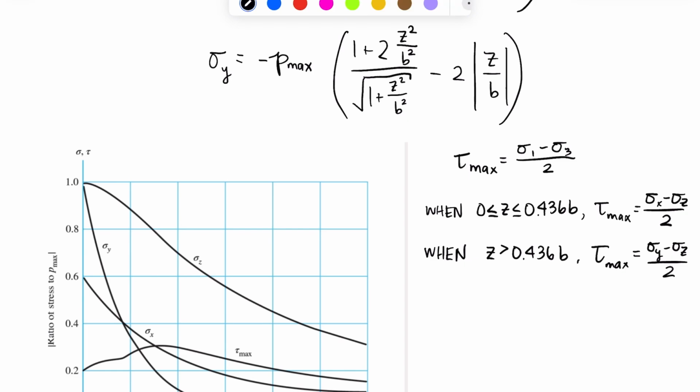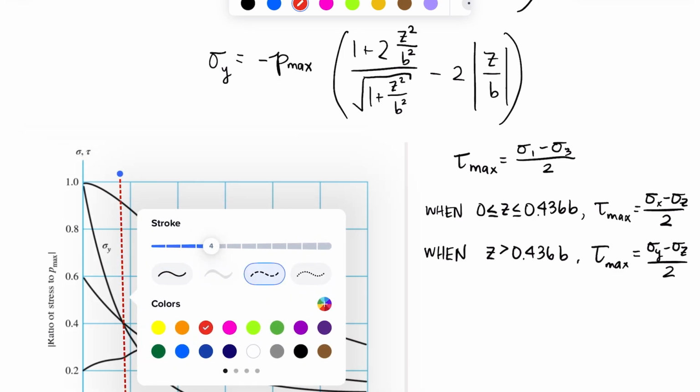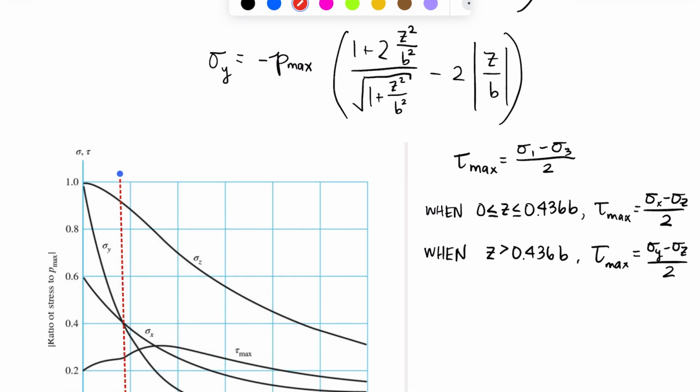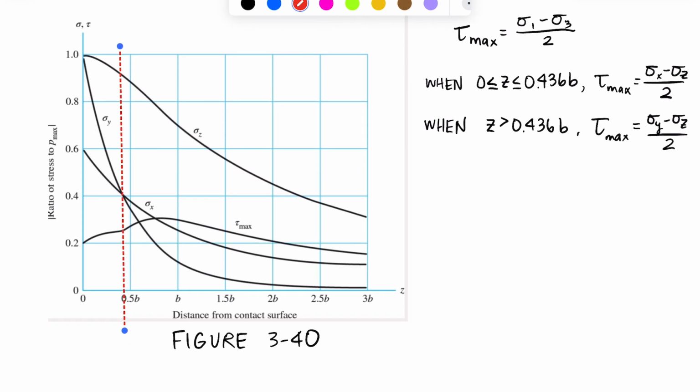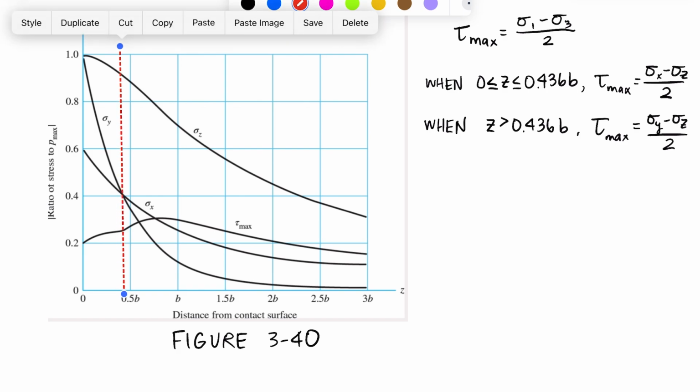Now again, we are really interested in where tau max reaches its peak, and it does that after this transition point. So you can actually see there's a little bump in the tau max graph right where this transition occurs. If I draw a dotted line here, you can see that right where we have this transition, we get a bump in our tau max line.